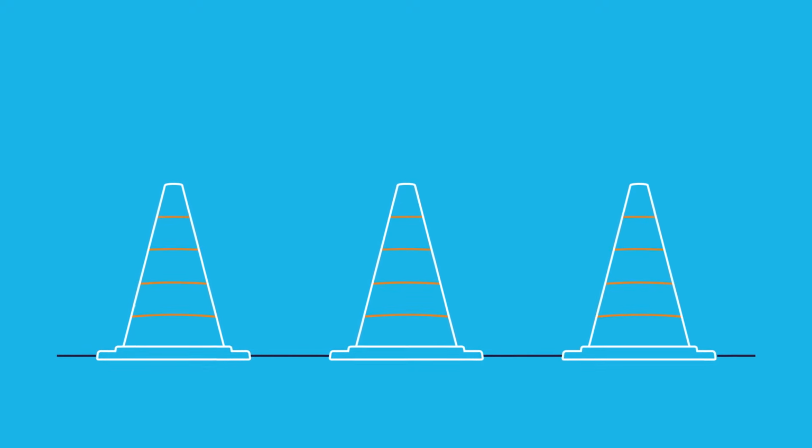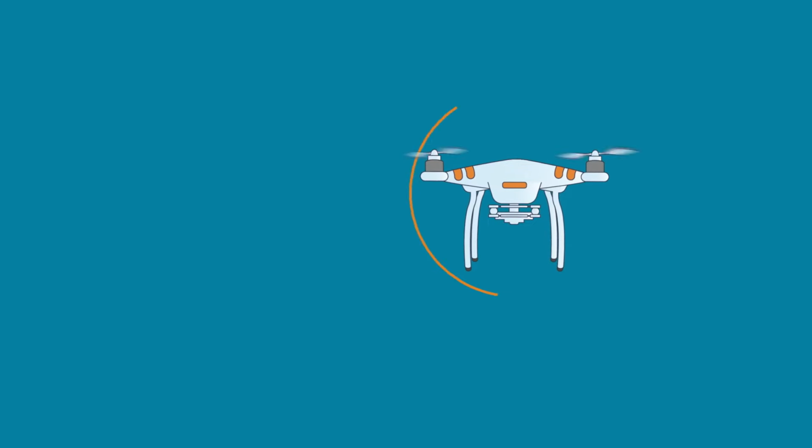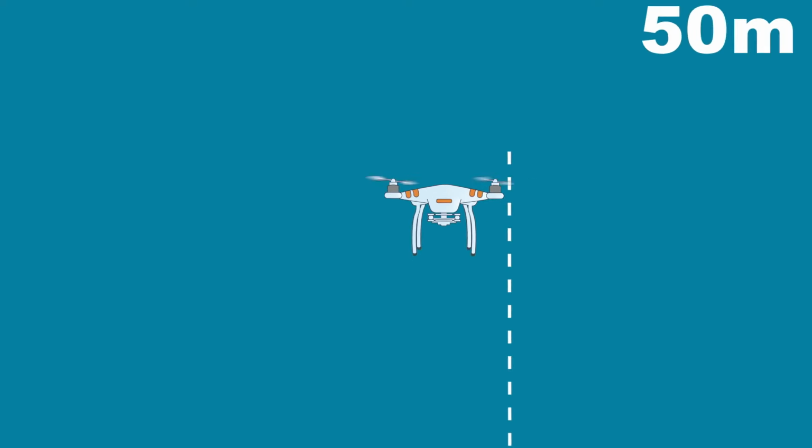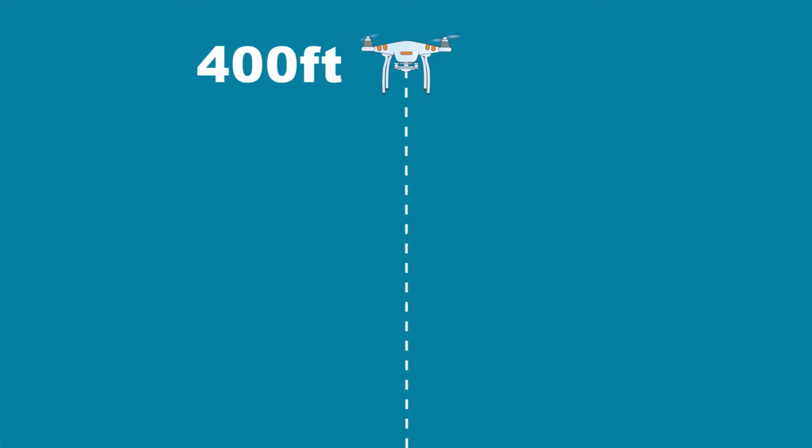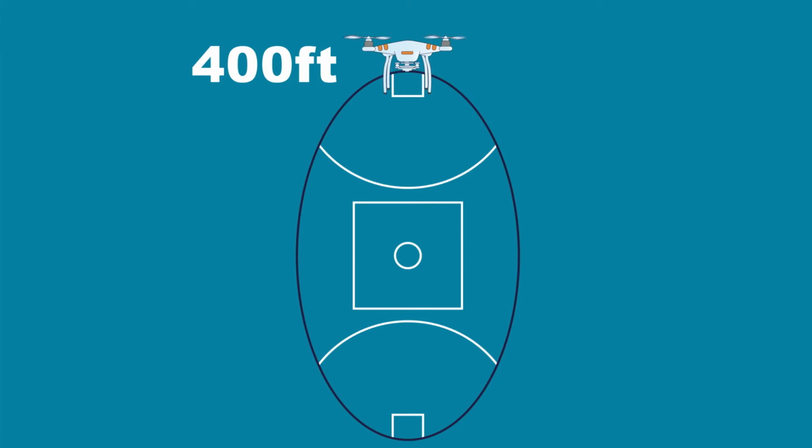You'll need to take steps to ensure people don't walk into your area of operation. You can only fly one RPA at a time, and it can't go any higher than 120 meters. That's 400 feet, or about the length of a football field.